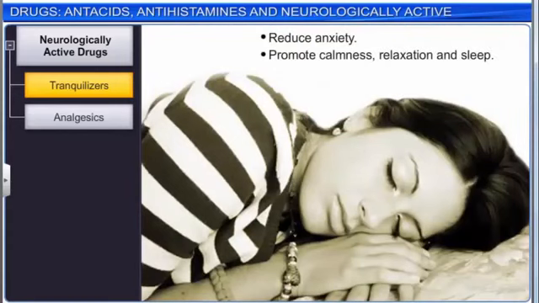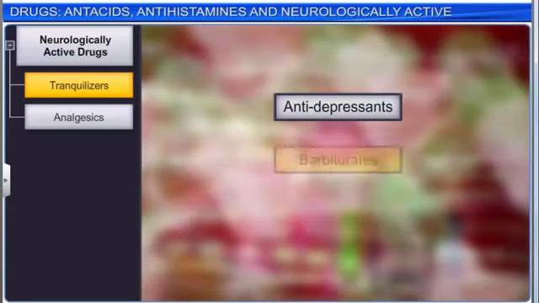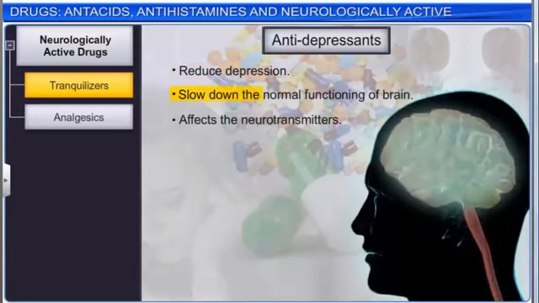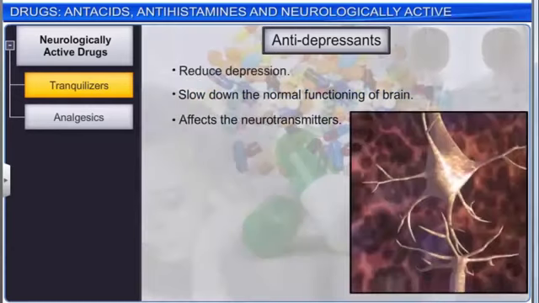relaxation, and sleep. There are several types of tranquilizers, like antidepressants and barbiturates. They function by different mechanisms. Let us now see how antidepressant drugs, which are a type of tranquilizers, help reduce depression. Tranquilizers slow down the normal functioning of the brain. For that reason, they are often referred to as depressants. These kind of drugs work by affecting the neurotransmitters.